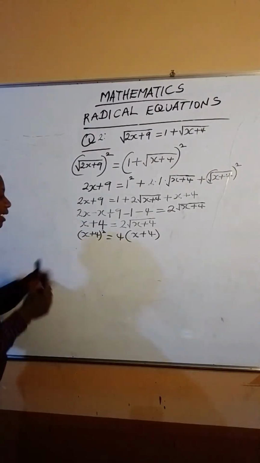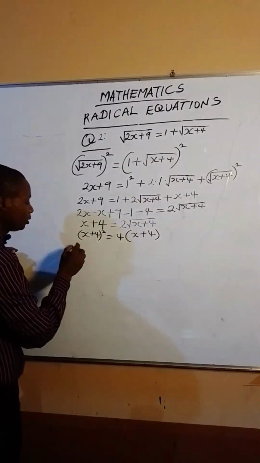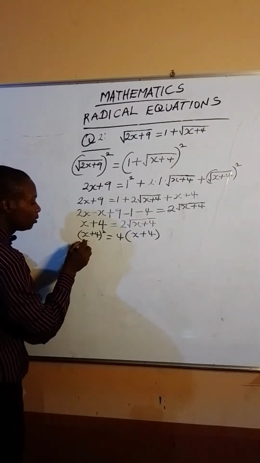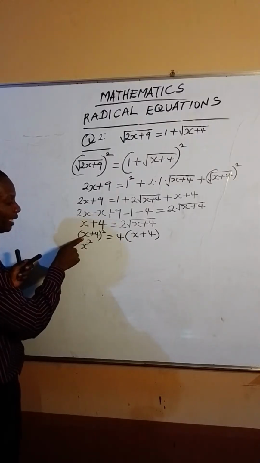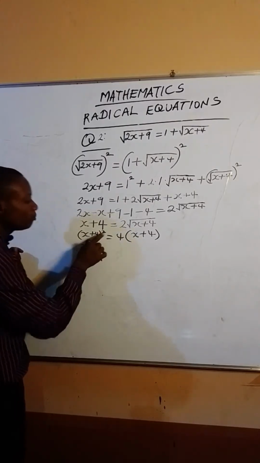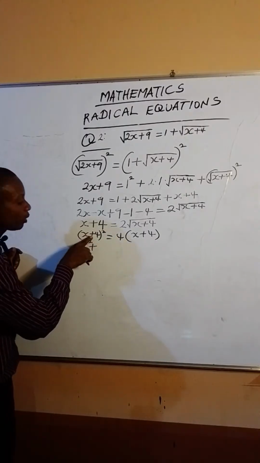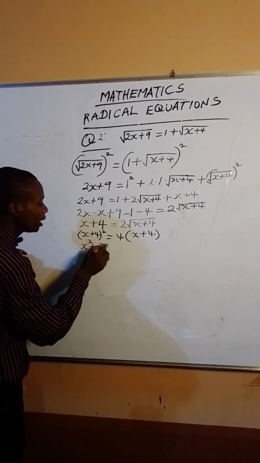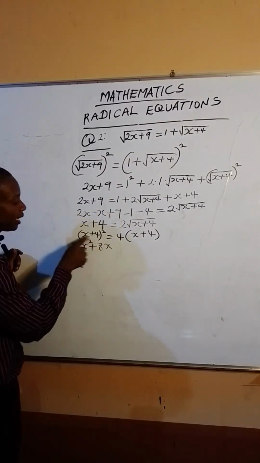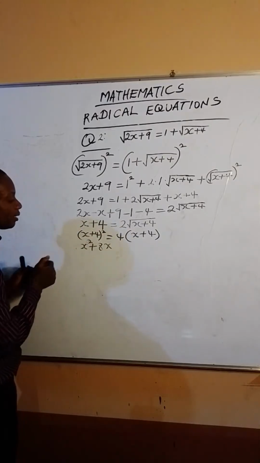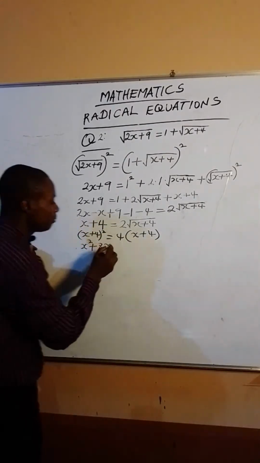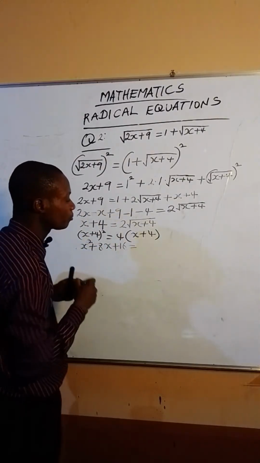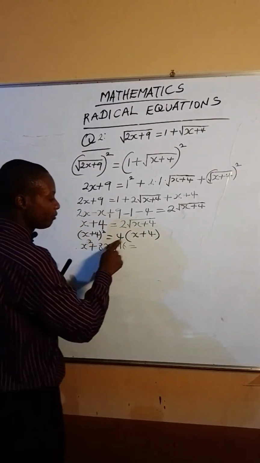Then let's expand this side, the way we expanded the other one. This will be x squared. Remember I told you, you square the first term, that is x squared, plus multiply everything here. This is plus 4 times 2 times x, which gives us plus 8x. Then plus 16. Then equals, we are going to open the bracket from here.